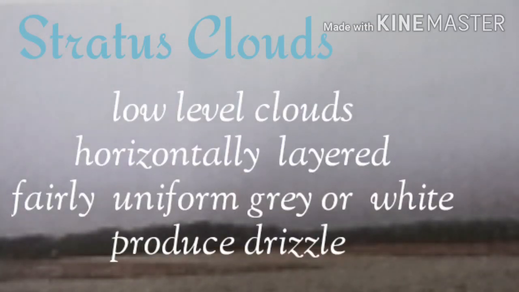Another type of cloud is the stratus cloud, a low-level cloud. They are found between the height of 4 to 6 kilometers. They mainly have a uniform appearance, a grey or white color. They bring drizzle or a small amount of snowfall. They have a horizontal layered appearance.